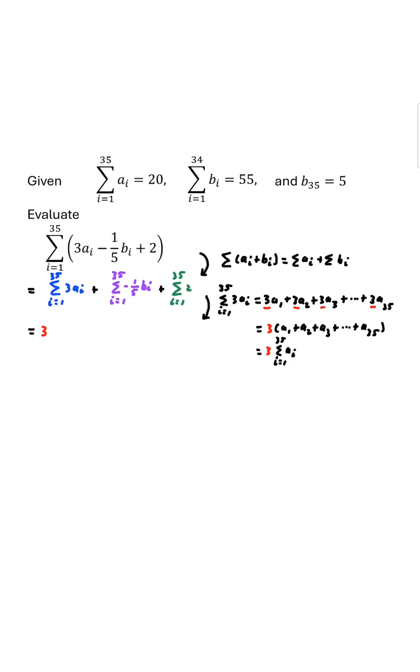So going back, we have 3 times the summation from i equals 1 to 35 of a sub i. Since we know the summation from i equals 1 to 35 of a sub i happened to be 20, we can substitute that in. So we're done with that. Now let's look at the next part.